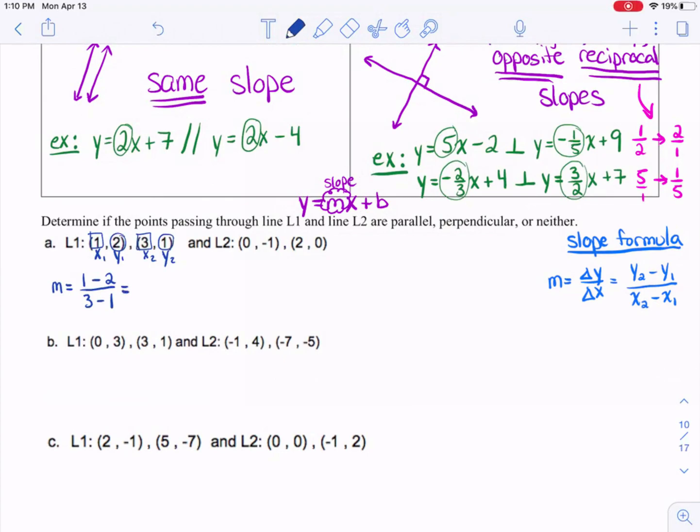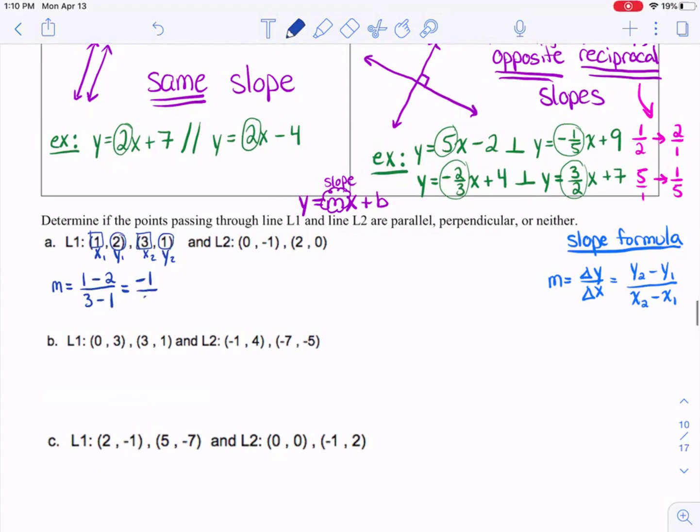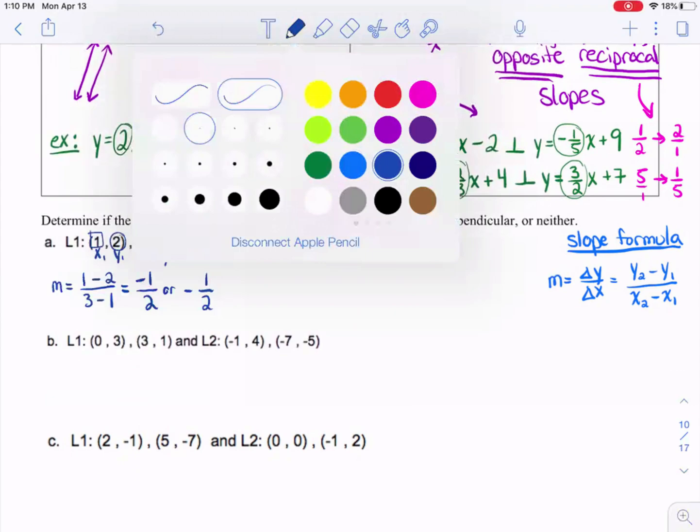Some of you may just calculate this in your head. That's how I do it. I do 1 minus 2 is negative 1 over 3 minus 1 is 2. So my slope is negative a half. The whole slope is negative. Okay, and we're going to go to the second 2 points and do the same.